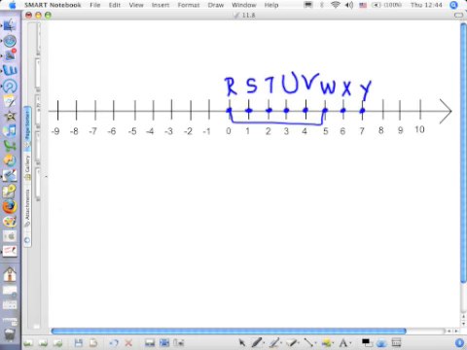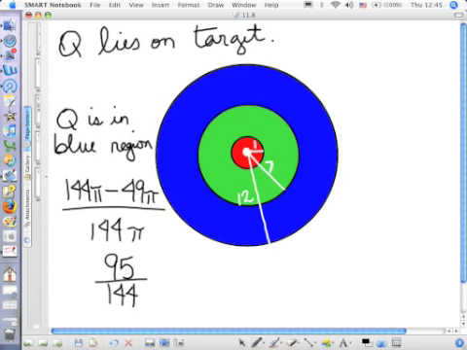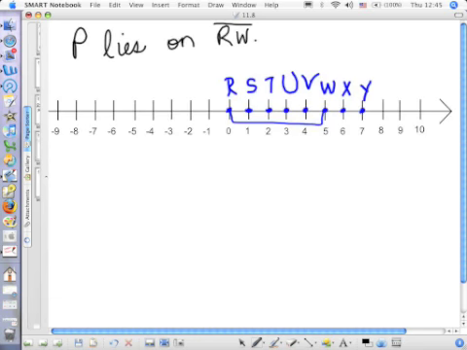All right, now let's do another example. Now, this is linear probability. There is a point that lies somewhere, and we'll call it point P, lies somewhere on segment RW. Now this is a number line, okay? Here, this is 1 unit long, this is 7 units long, and 12 units long. How long is RW? 5. RW is 5 units.